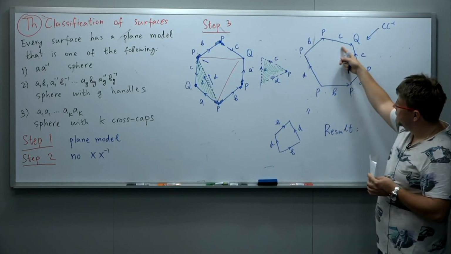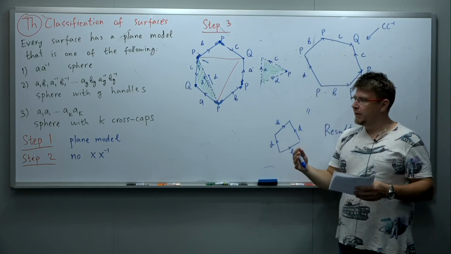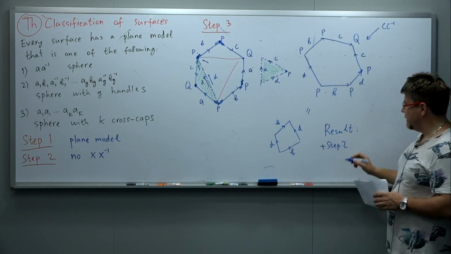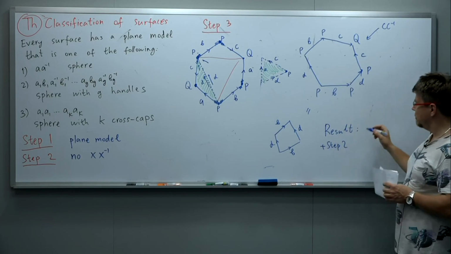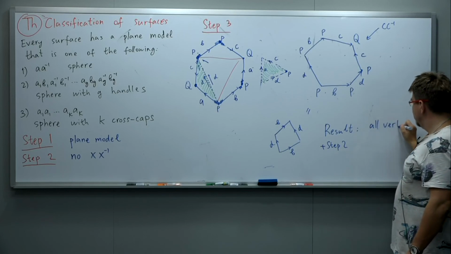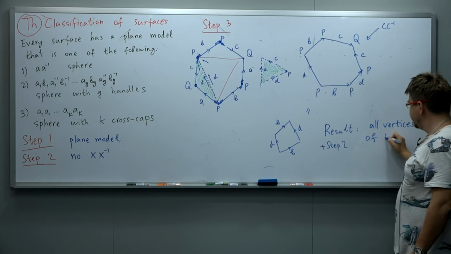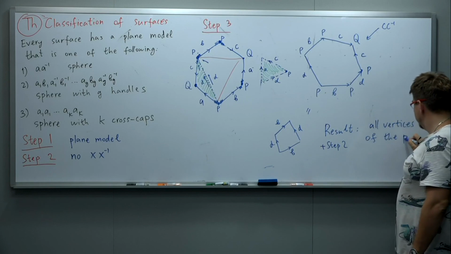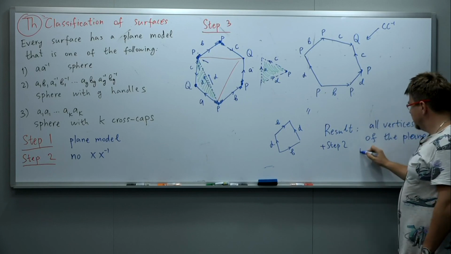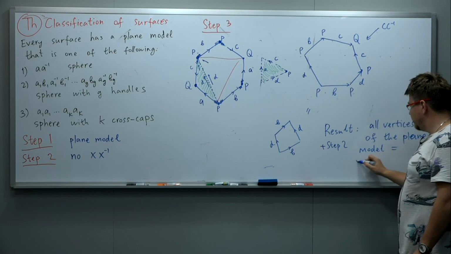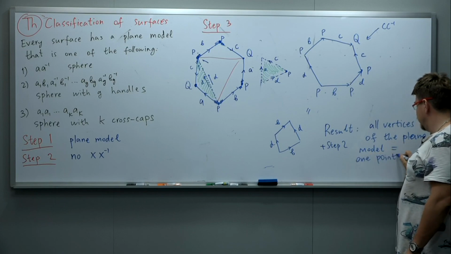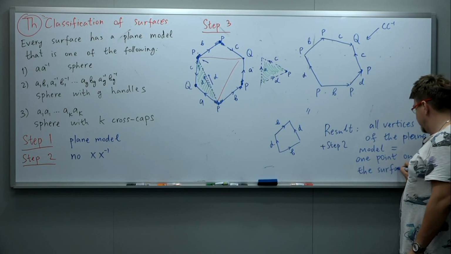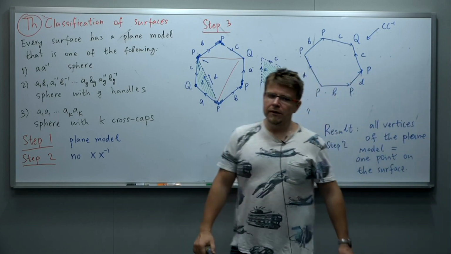By applying this operation many times, we can always get rid of all extra vertices. The end result of this operation, when we combine it with deleting C and C inverse, that is, repeating step 2 if necessary, is that all vertices of the plane model represent the same point on the surface. So let me write it: plane model, just one point on the surface. And that's the end of step 3.